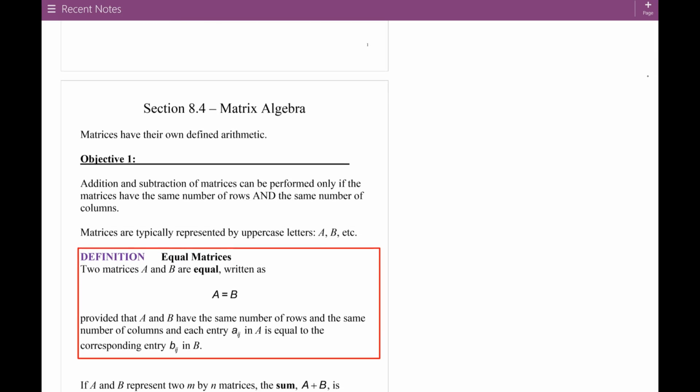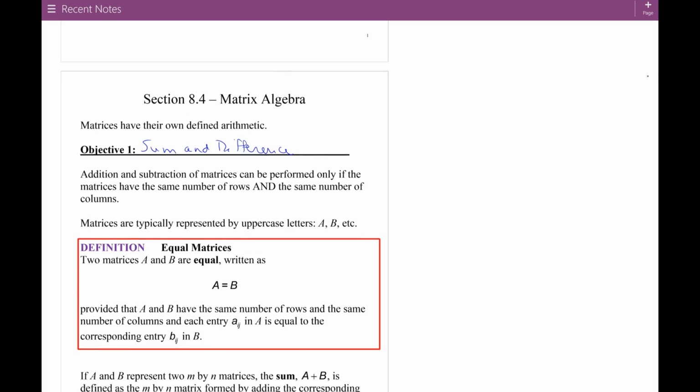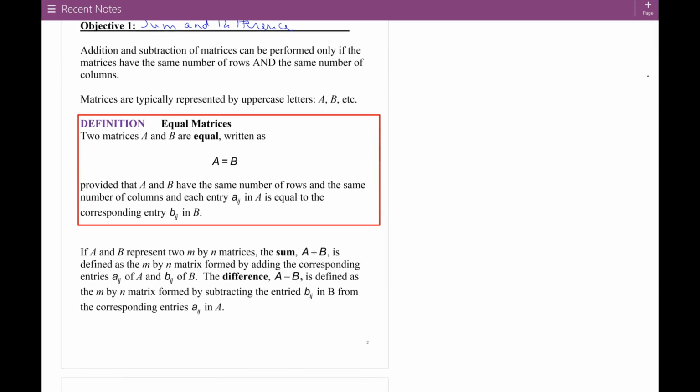So matrices have their own defined arithmetic. So let's first look at sum and difference. And these go element by element. So the matrices have to have the same number of rows and columns. So they have to have the same dimensions, we say. And we represent a matrix usually with a capital letter. So we'd say two matrices are equal by writing A equals B if they have the same number of rows and columns and each entry in A is equal to the corresponding entry in B.